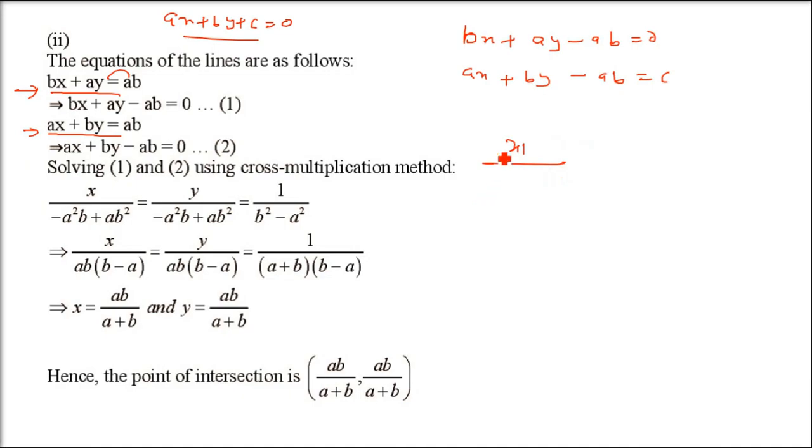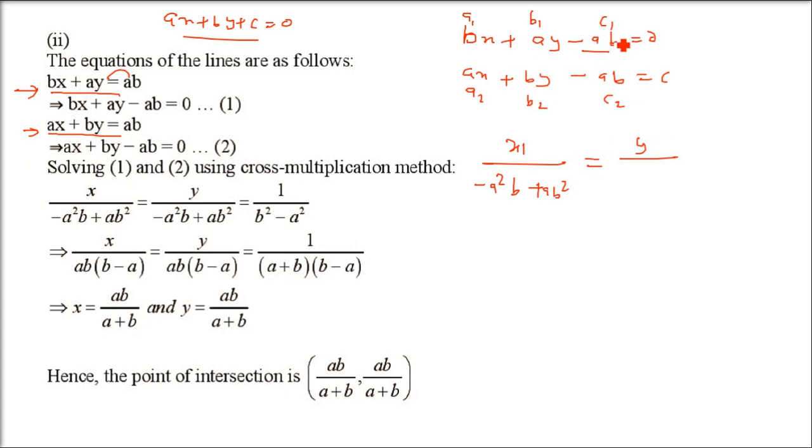x by, and here what will come? It will be b1 c2. So this is a1 b1 c1 and this is a2 b2 c2. So b1 c2, that is a into minus ab, will be minus a square b, minus b2 c1. b2 is b, c1 is minus ab, so minus ab square. Minus minus will be plus, so plus ab square, equals y by.